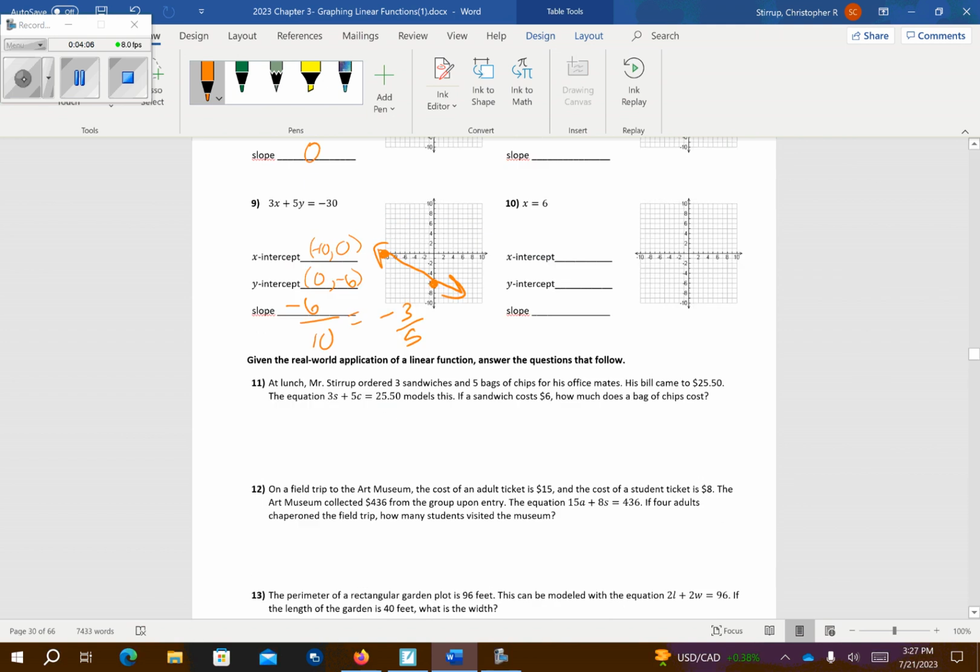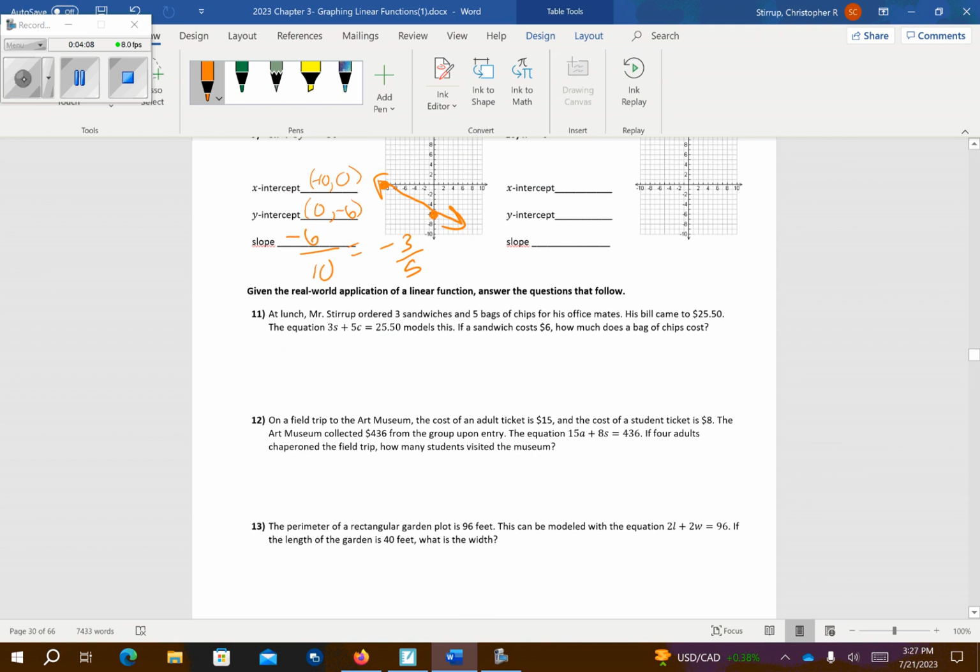Okay. Looks like I have a word problem about me. At lunch, Mr. Stirrup ordered 3 sandwiches and 5 bags of chips for his office mate. His bill came to $25.50. This is the equation that models up above. If the sandwich costs $6, how much does a bag of chips cost?